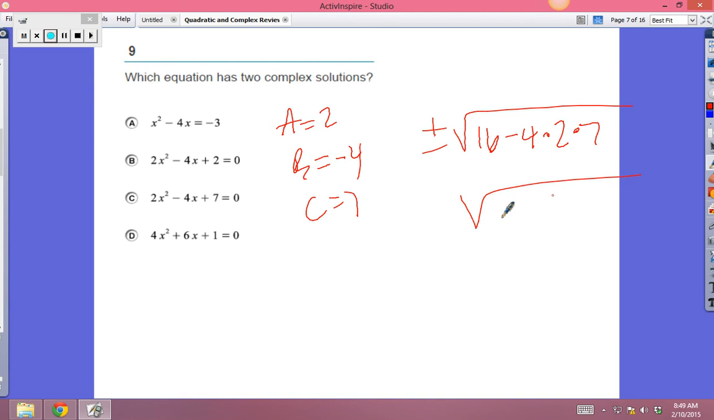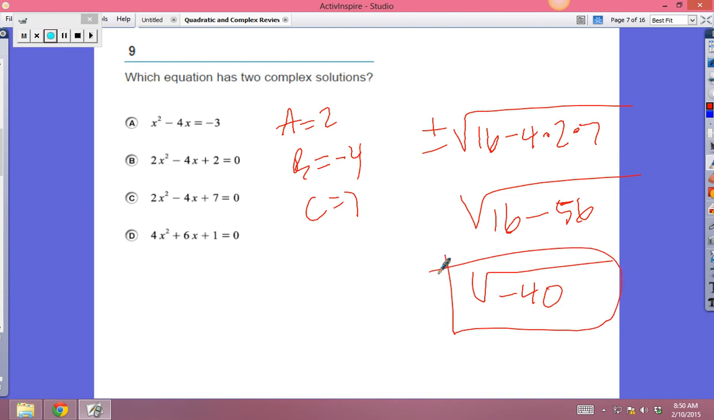So under the square root you're going to have 16, subtract 4 times 2 is 8, times 7 is 56. And 16 take away 56, you're going to have a negative 40. So this is the one we're after, because what is under the square root is a negative. That means it's going to be imaginary, and it's going to be complex because you're combining this imaginary with these reals out here, all over 2a.